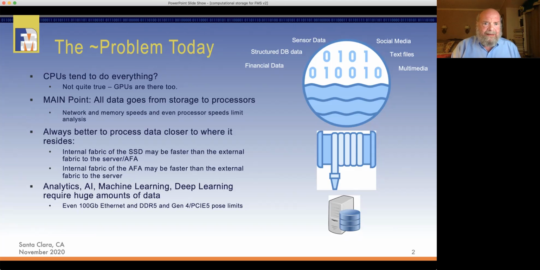In addition to that, there's the internal fabric of the all-flash array itself. Tends to be faster than the external fabric to the server. So there may be spare bandwidth that can be used by the overall application, by the data center, to derive more value, to help offload the CPUs. So when you think about all the analytics we want to do, all the AI we want to do, and as much data as possible to look at, even 100 gigabit Ethernet, even DDR5, even Gen 5 PCI Express pose limits on how much data can be processed.